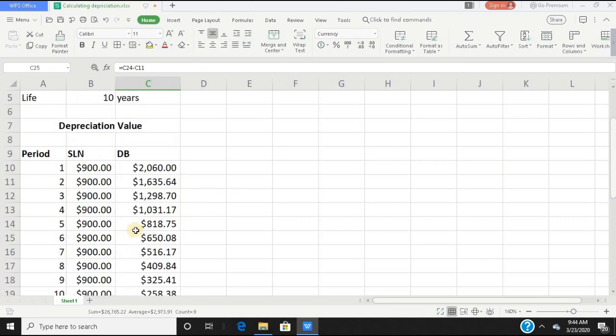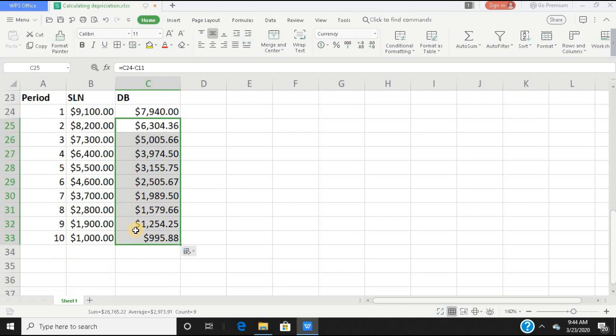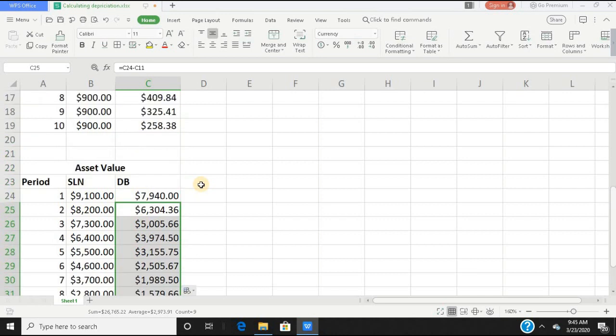So in this section, you learn how to calculate the depreciation. Here, how would you figure out the asset value over a period of time post depreciation?